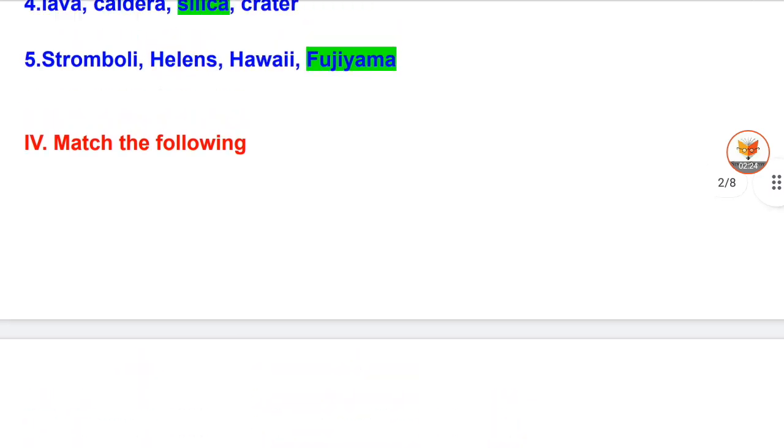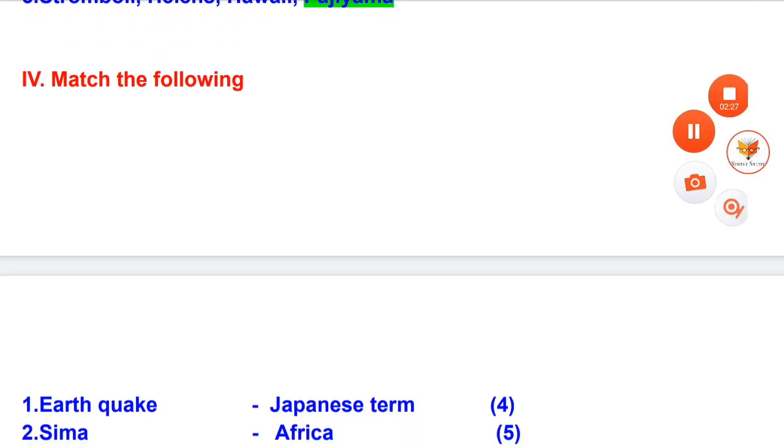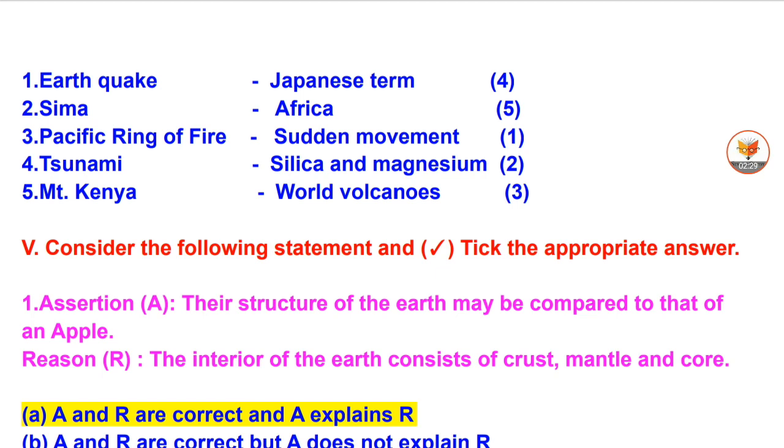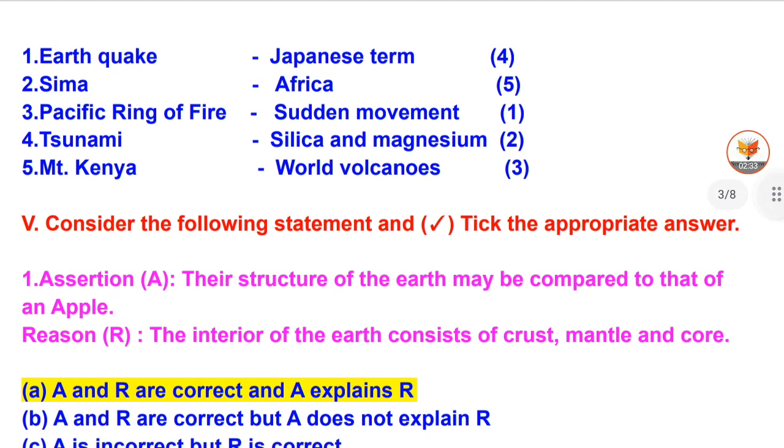IV. Match the following. 1. Earthquake. 2. Sima. 3. Pacific Ring of Fire. 4. Tsunami. 5. Mount Kenya. Japanese term. Africa. Sudden movement. Silica and magnesium. World volcanoes.